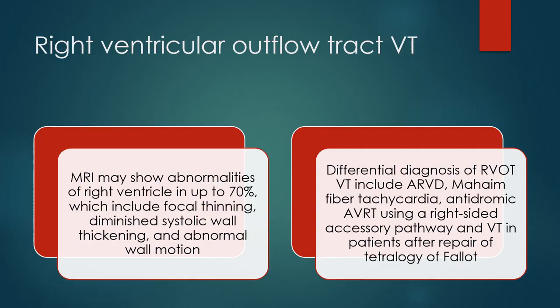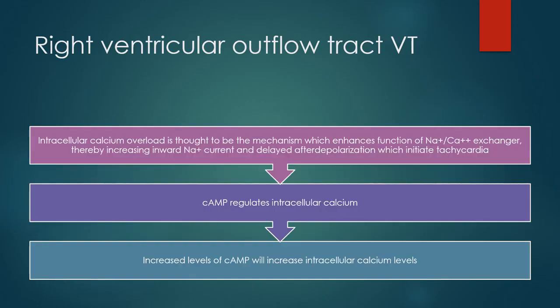Differential diagnosis of RVOT-VT include ARVD, Mahaim fiber tachycardia, antidromic AVRT using a right-sided accessory pathway, and VT in patients after repair of tetralogy of Fallot. Intracellular calcium overload is thought to be the mechanism which enhances function of the sodium-calcium exchanger, thereby increasing inward sodium current and delayed after depolarization, which initiate tachycardia.